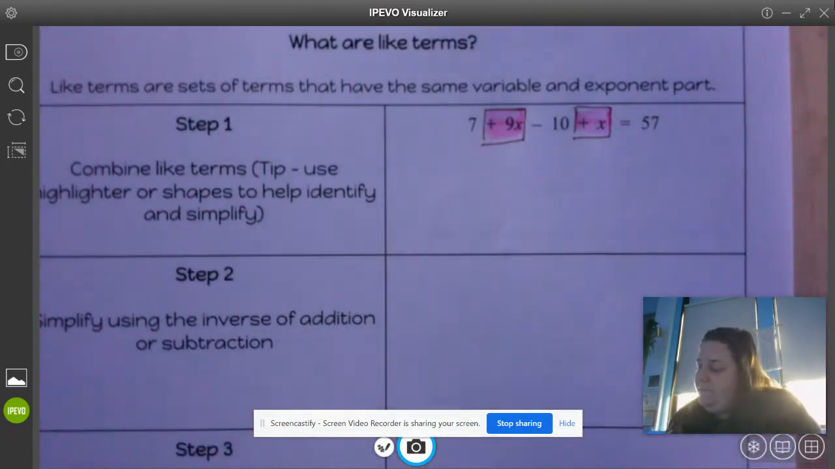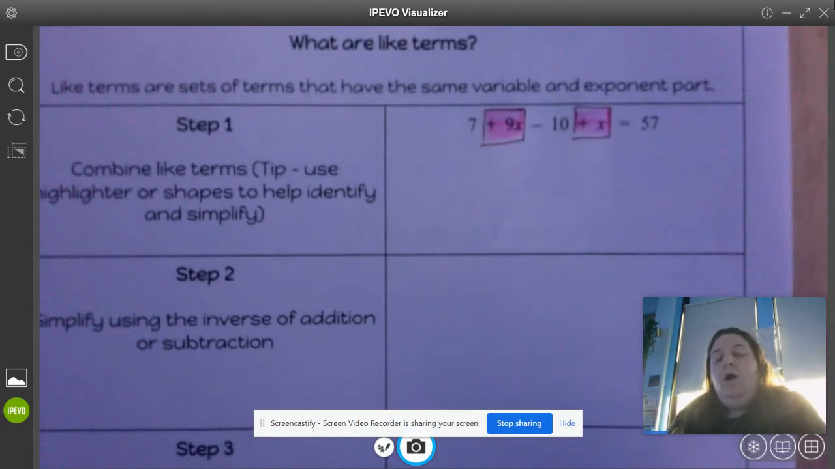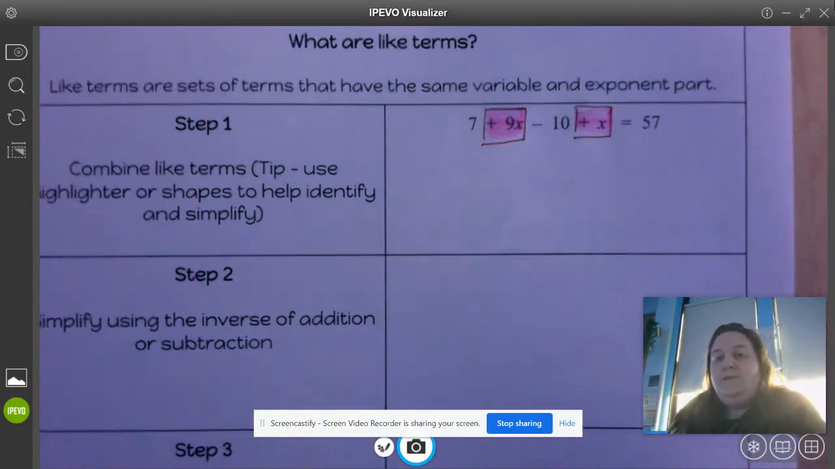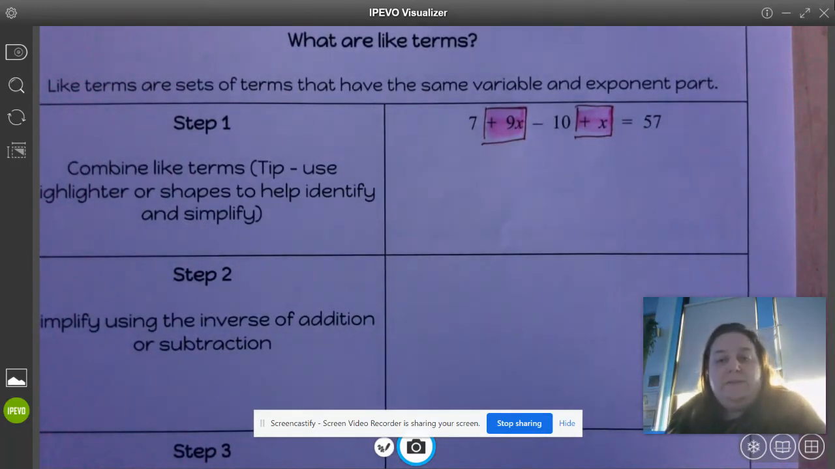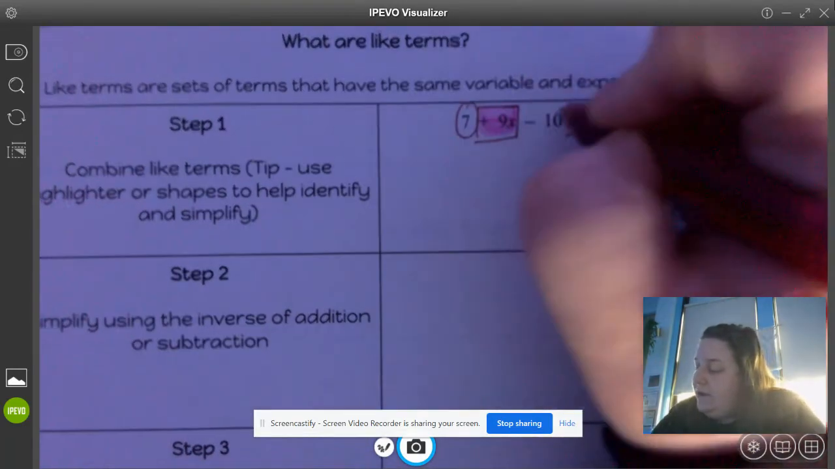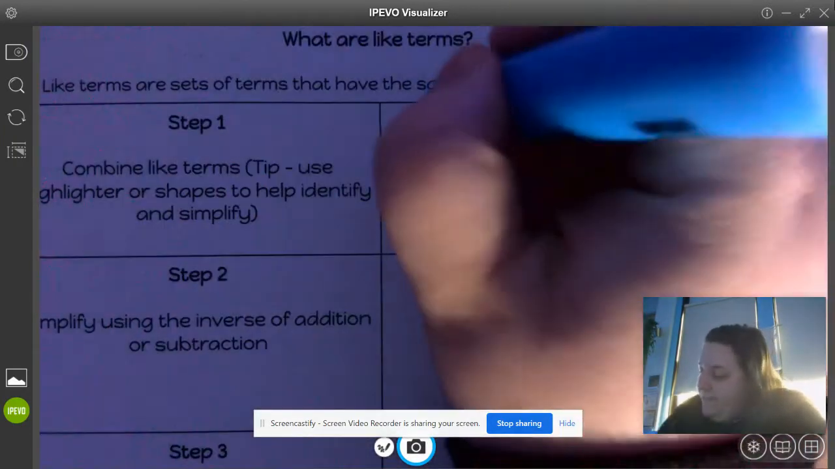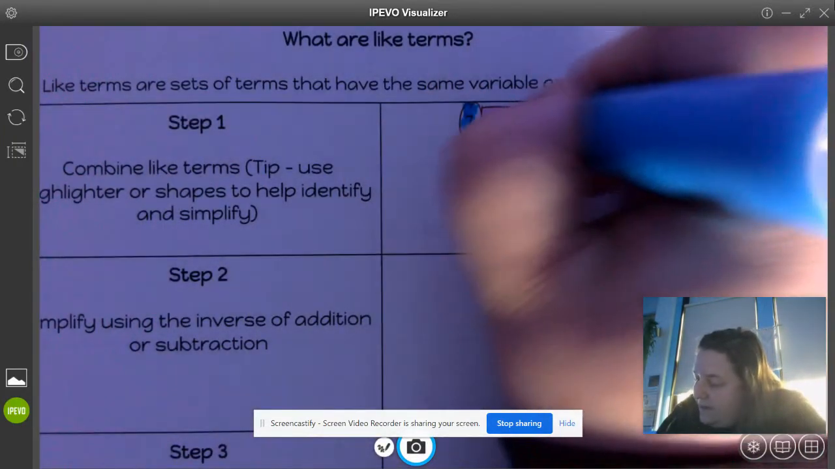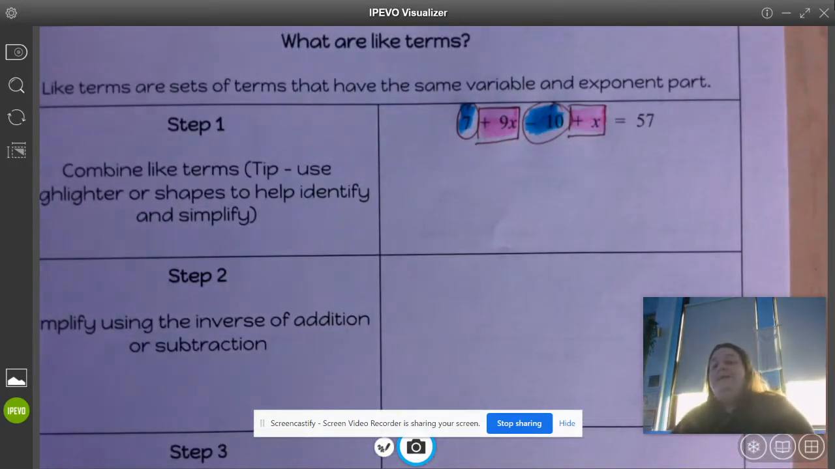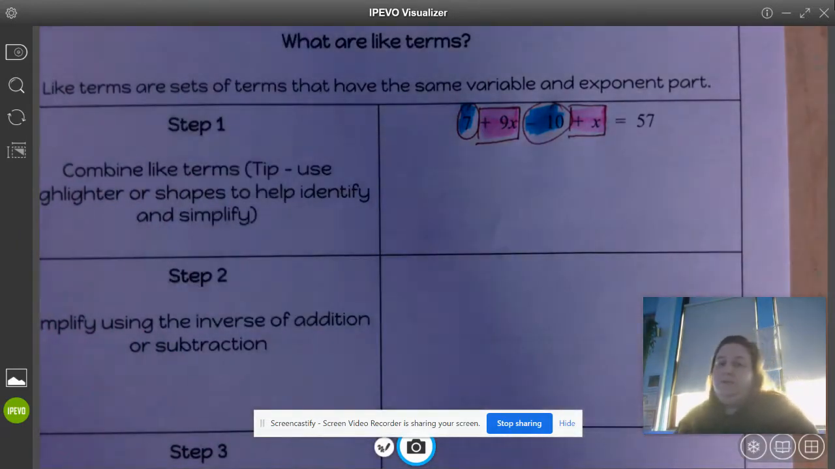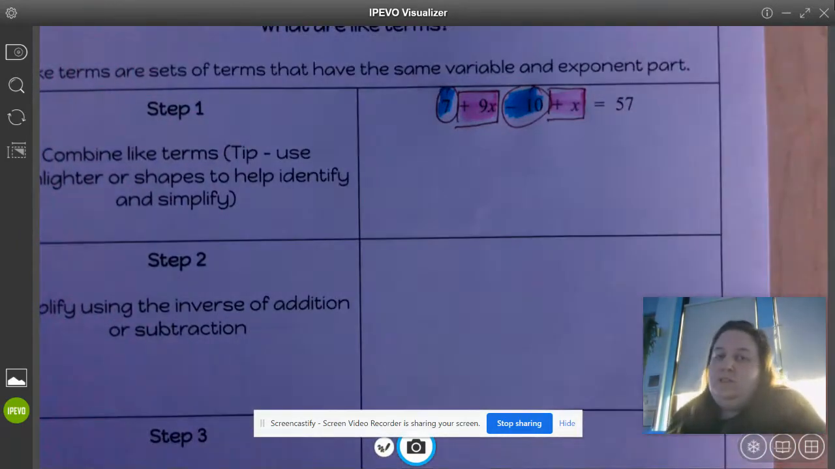And then I have 7 and negative 10. Are those like terms? Think about that for a minute. Are they like terms? Do they have the same variable part and exponent part? The answer is yes. They're both constants. They don't have variables, so I can combine those together. So I'm going to circle them, once again, making sure to include the signs in front of them, or you could highlight them in a different color. Now, we would not include 57 because that is on the other side of the equal sign, okay? So that just stays on its own.